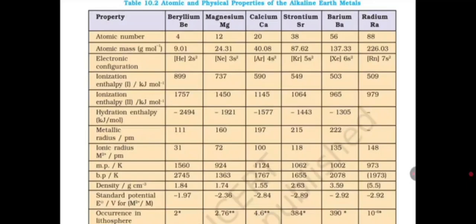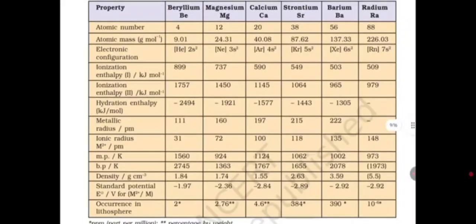If we talk about beryllium, its atomic number is 4. Atomic mass is 9.01. Electronic configuration [He] 2s2. Ionization enthalpy 899, second ionization enthalpy 1757. Hydration enthalpy -2494. Metallic radius 111. Ionic radius 31. Melting point 1560. Boiling point 2745. Density is 1.84. Then standard potential is -1.97. Occurrence in lithosphere is 2 parts per million.